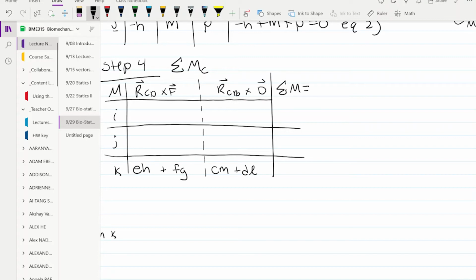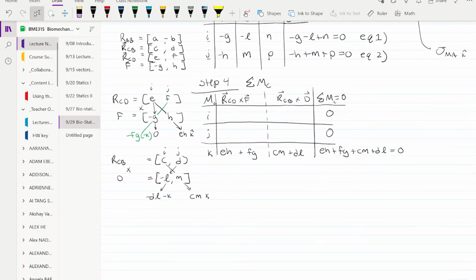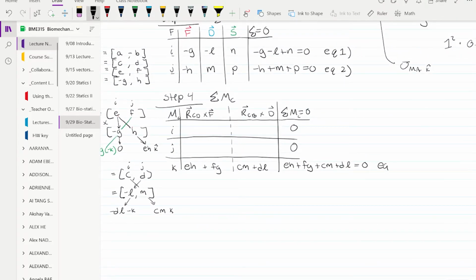Sum of moments about C equals 0. That's 0, 0. And this is EH plus FG plus CM plus DL equals 0. This equation is equation 3.